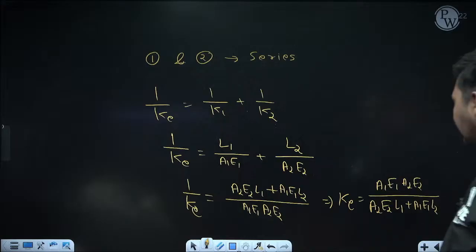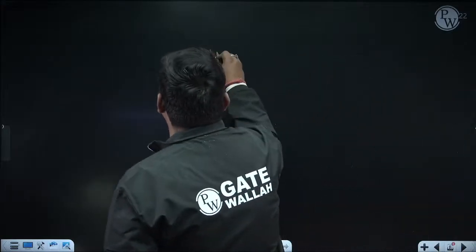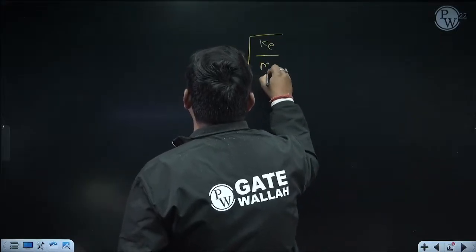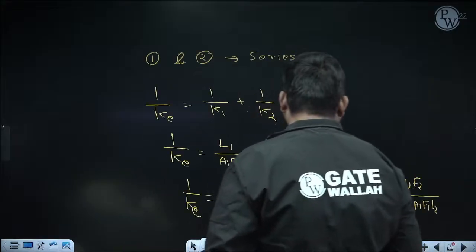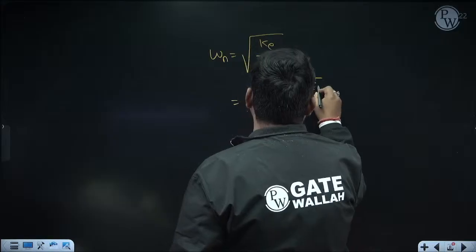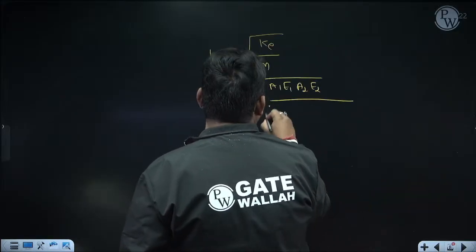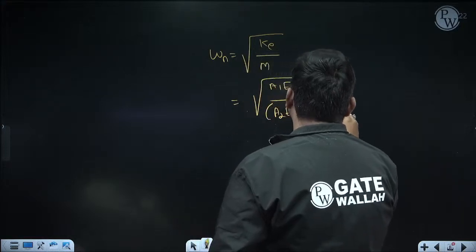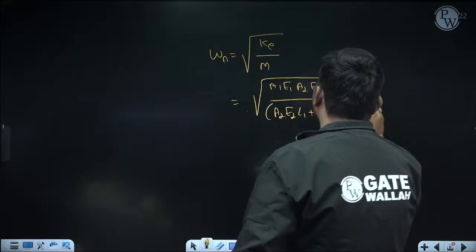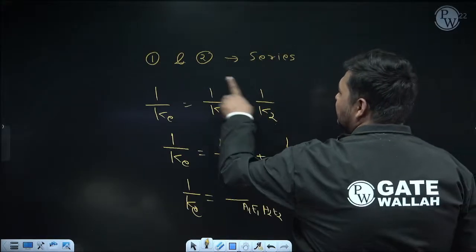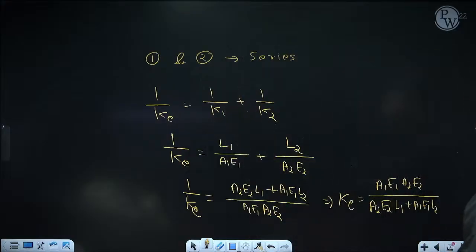After calculating K equivalent, we can calculate the natural frequency of longitudinal vibration. It will be root over K equivalent divided by the value of rotor mass M, and K equivalent is A1 E1 A2 E2 upon A2 E2 L1 plus A1 E1 L2, into the mass M. But this calculation you can do. I was just explaining this concept. Clear? Suppose a diagram is given like this.